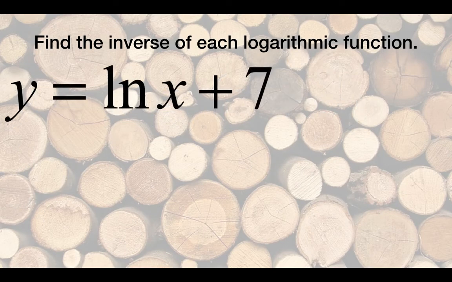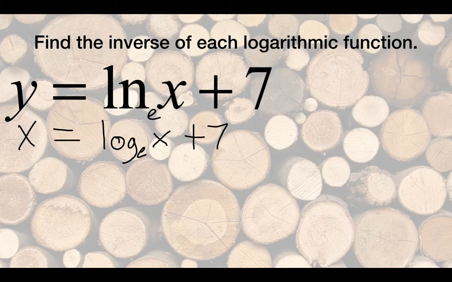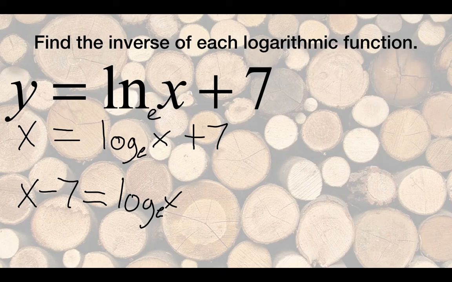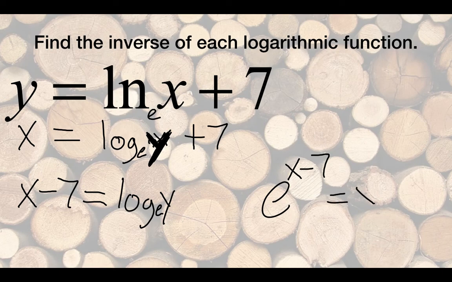Okay, and now let's look at this one. Remember, this is really log base e, so x equals, I'm just going to rewrite this as log base e of y plus 7. First step I would do is subtract 7 from each side. X minus 7 is equal to log base e of y. Oh, sorry, I've been writing x both times when this should be y. At which point, e to the x minus 7 equals y.